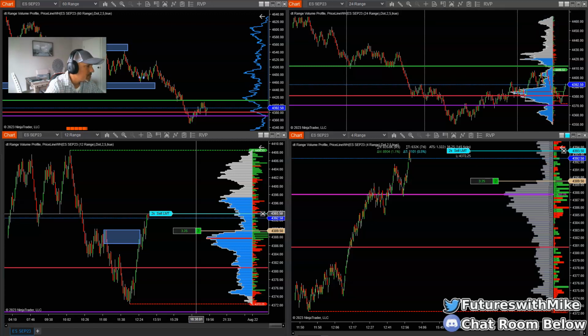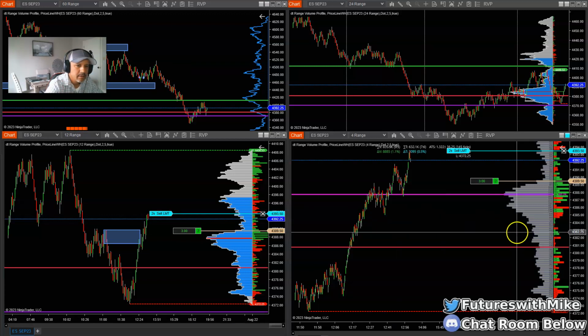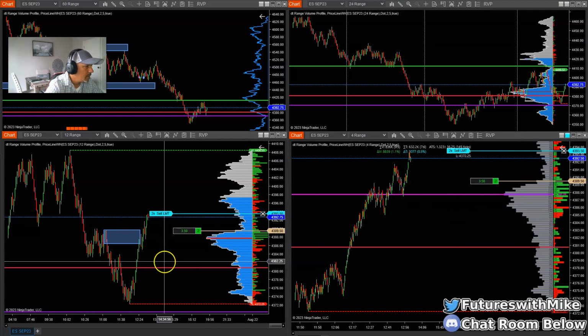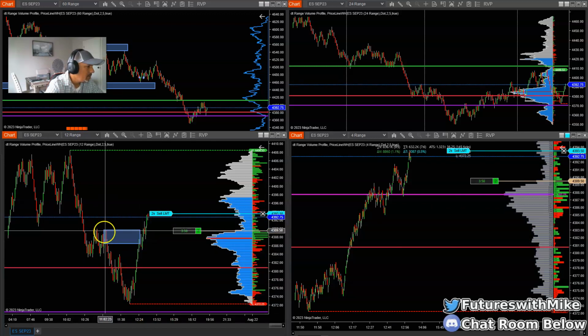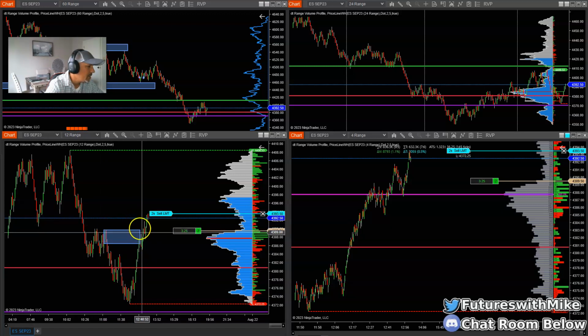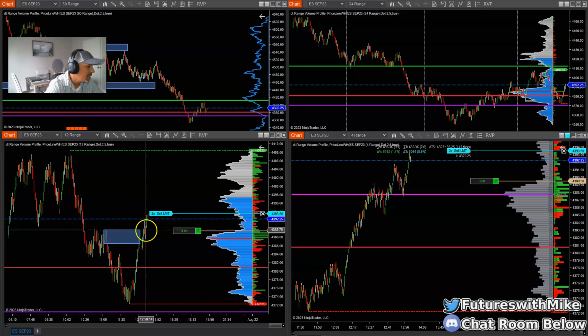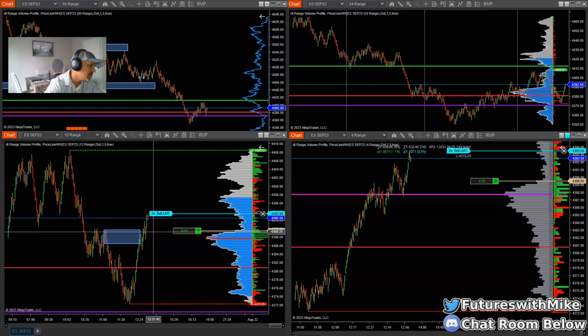Let's see what happens. Hopefully I get filled here. But yeah, this price broke higher. It broke through this area of structure when it pushed up right here. It took this area here out. Then it pulled back, rejected, and I went aggressive long, is what I'm trying to say.